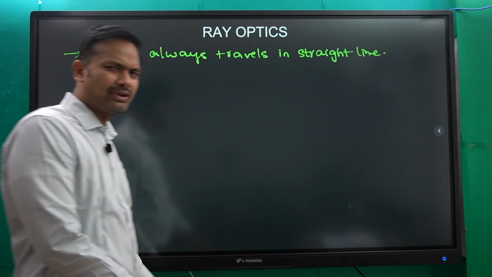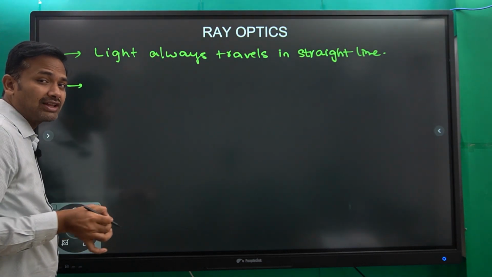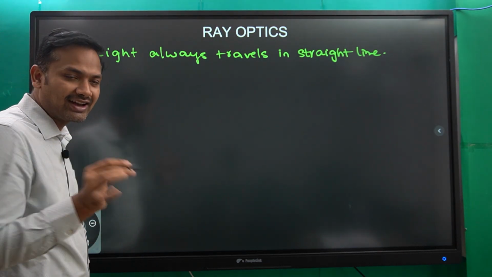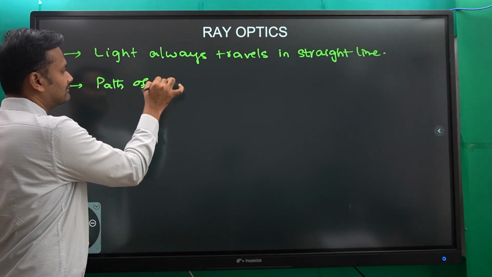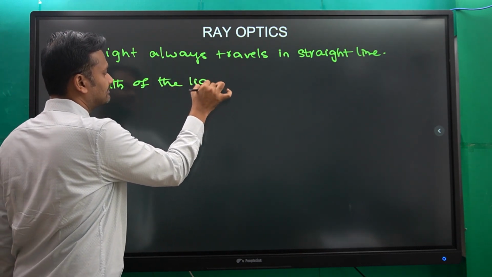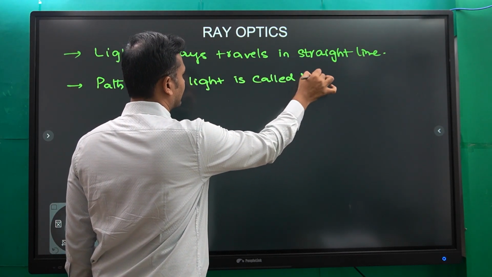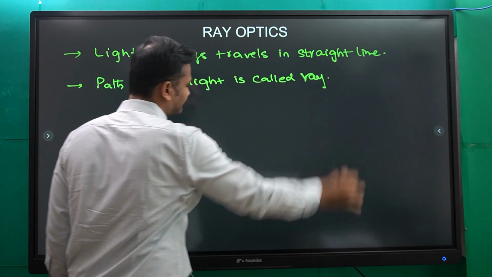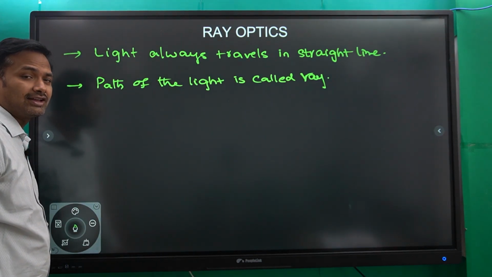So this is the basic point. And next, the path of the light is called a ray. Okay, the path of the light is called a ray.